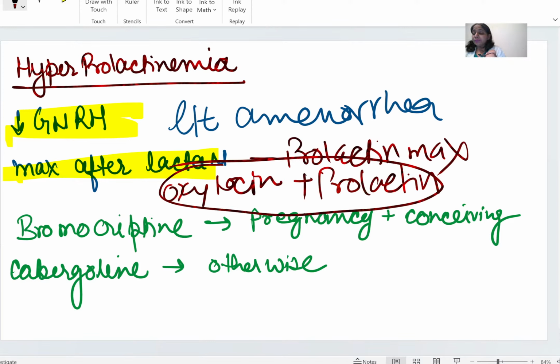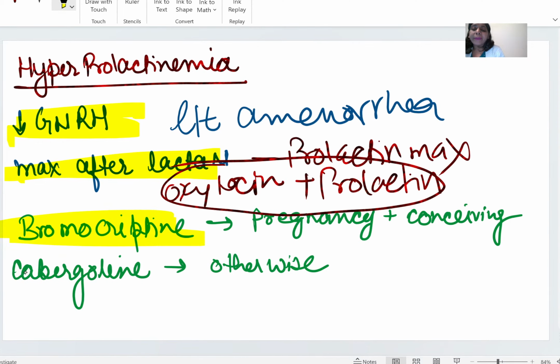Okay, now tell me what is the drug of choice for hyperprolactinemia? This question is being asked to me by many of the students. I want to remove every confusion. If the lady is conceiving or pregnant and there is a prolactinoma tumor in the brain, then you will give bromocriptine. You will give bromocriptine if the lady is pregnant or trying to conceive. Otherwise you will give cabergoline.